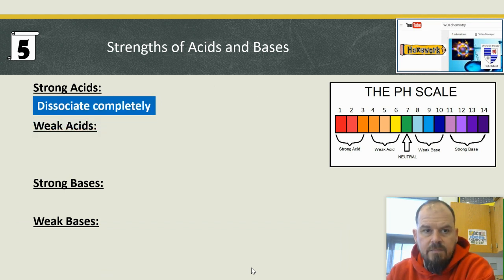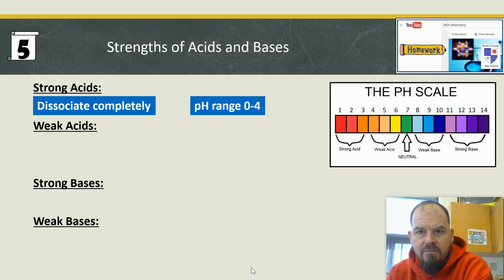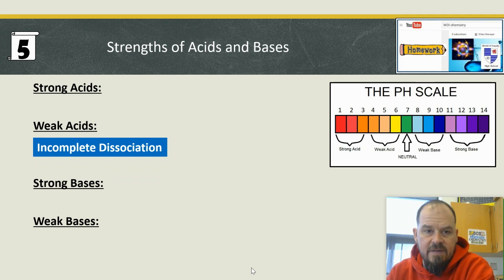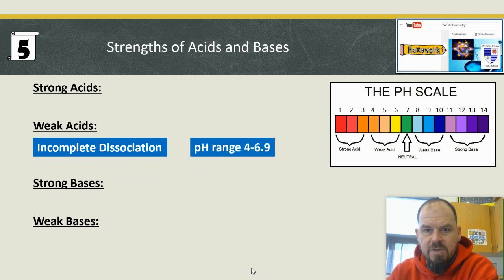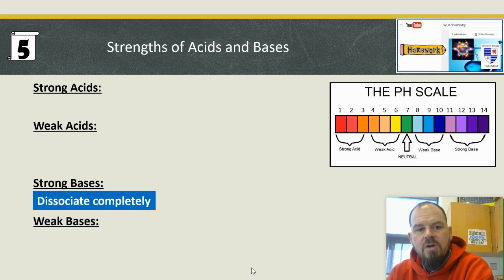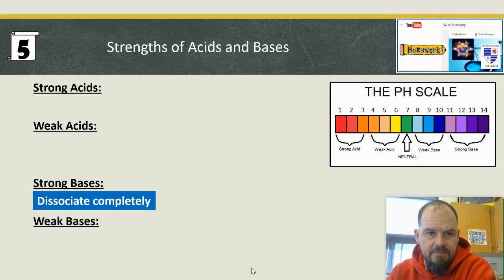So strong acids dissociate completely, generally go from a pH of 0 to 4. Okay, if you get a pH 0, pH 1, that stuff is really going to burn you. Okay. Weak acids, they have an incomplete dissociation, and now we're talking a range of 4 right up next to 7. Remember, 7 is neutral. So once I step down from 7, I'm in the 6 range. I'm instantly slightly acidic.